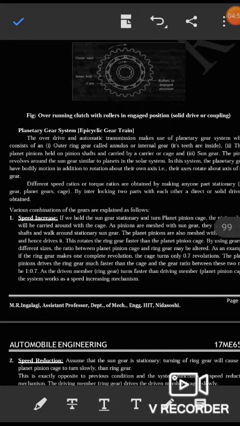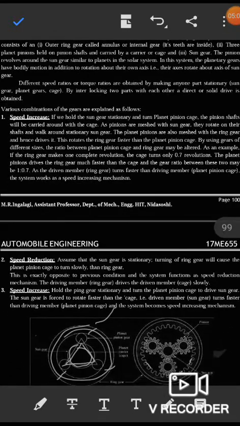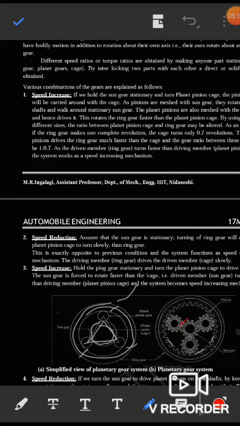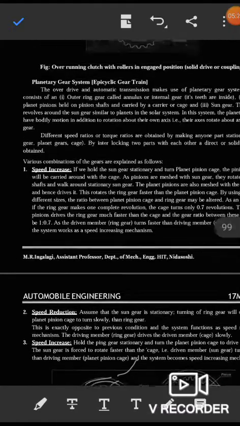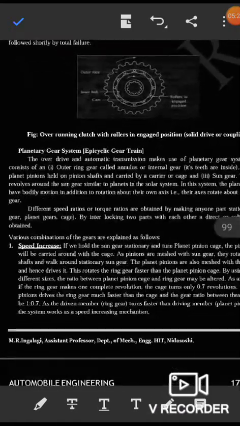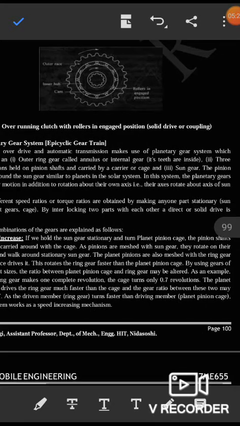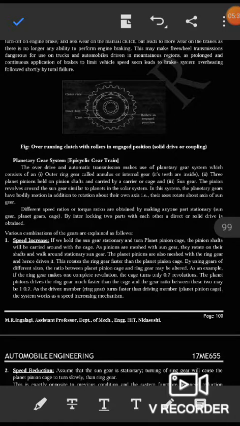The second one is the planet pinion. The planet pinion is held on the pinion shaft and carried by the carrier or cage. The third one is the sun gear, which I showed already. This gear here is the sun gear, and these are the pinion gears. So we have these different parts in the planetary gear system.